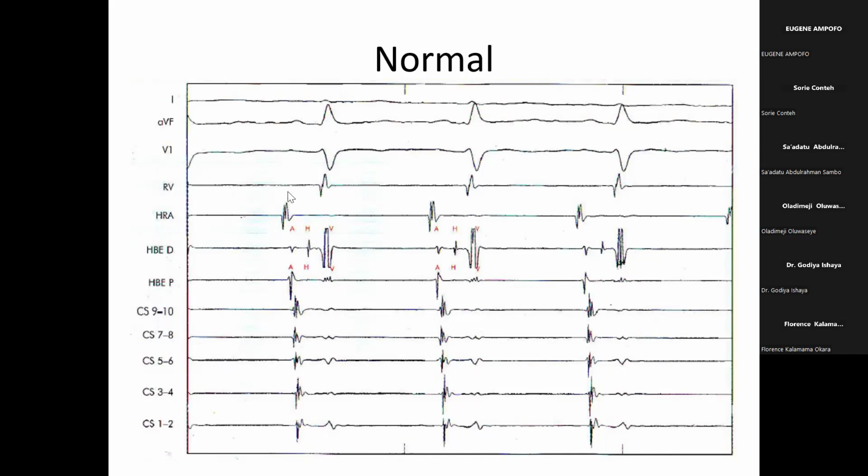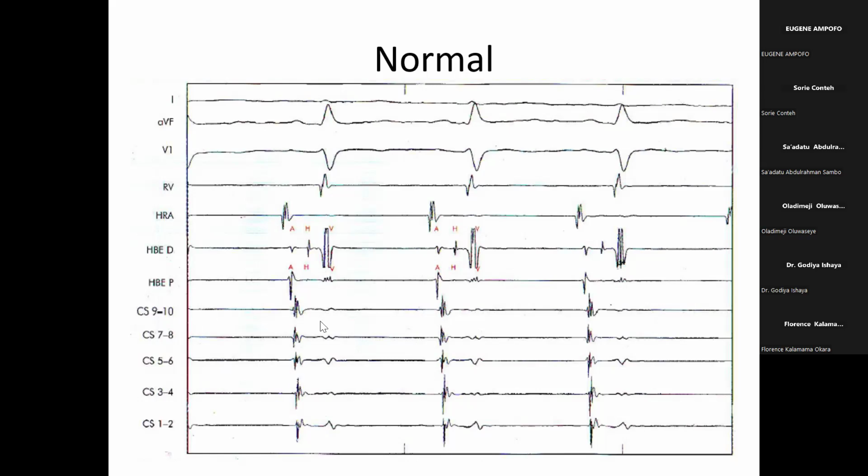So you can now see why your HRA deflection, which is high right atrium, you can see how the deflection is close to the 9 and 10 CS. Can you see that? And how it is farther away from the 1 and 2 CS. You see the distance, you see the pattern of the wave deflection. So that means you are depolarizing from the right atrium to the left atrium. You catch that? So that's a normal pattern of depolarization before you now depolarize the HIS and depolarize the ventricles. Is this clear?